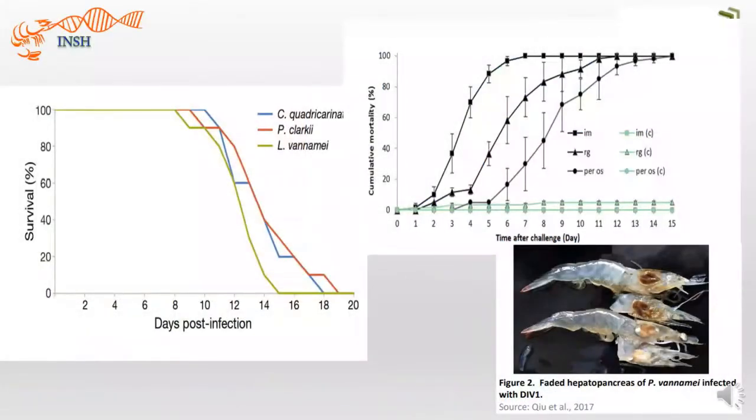So in the laboratory challenge, it revealed high mortality of Cherax quadricarinatus, Procambarus clarkii, and Litopenaeus vannamei injected with the DIV1 population. The mortality rate can be seen at 100%, or zero survival, within 14 to 20 days.